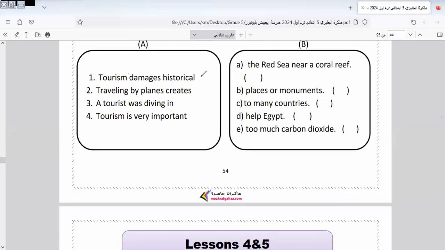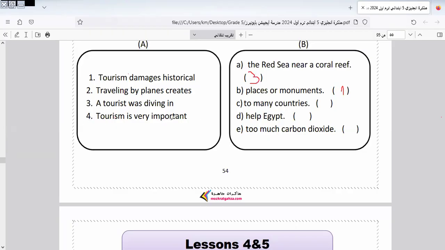Tourism damages historical what? Historical places or monuments. So tourism damages historical places or monuments. This is number one. Traveling by planes creates what? Creates what? That a tourist was diving in what? In the Red Sea, diving in the Red Sea, near coral reefs.